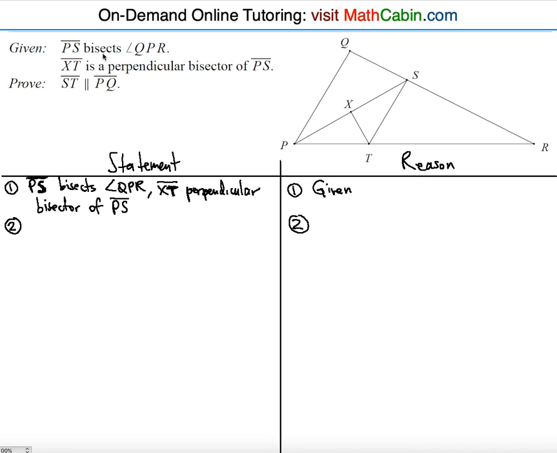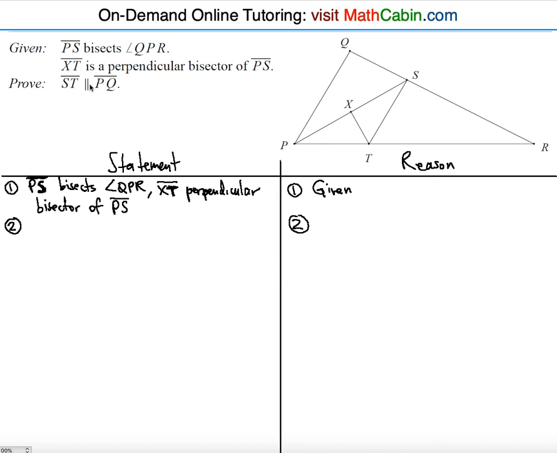In here we have a triangle and we're given that PS bisects angle QPR. Bisects meaning that it forms two congruent angles as a result. XT is a perpendicular bisector of PS. So XT is going to be perpendicular to PS and also is going to bisect PS into two equal parts. So PX will be equal to XS as a result.